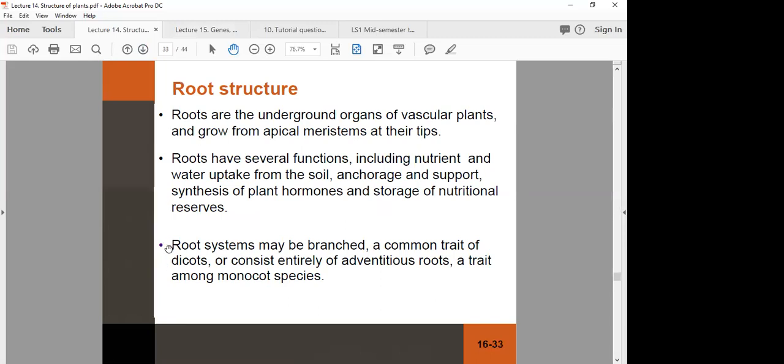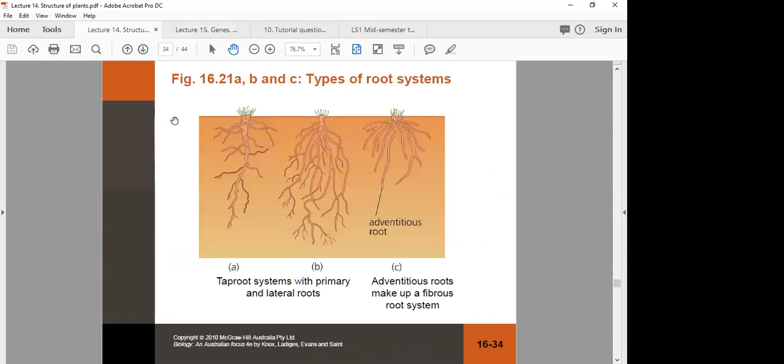Root systems may be branched, which is a common trait of the dicots, or they might consist entirely of what are called adventitious roots. This is a trait found among monocot species. So when we talk about monocots, think about grasses. Most of the grasses are monocots. Let's look at the types of root systems. So here we have a taproot system, with primary roots and lots of those root branches, the lateral roots that we referred to earlier. So this is what you commonly find in dicots.